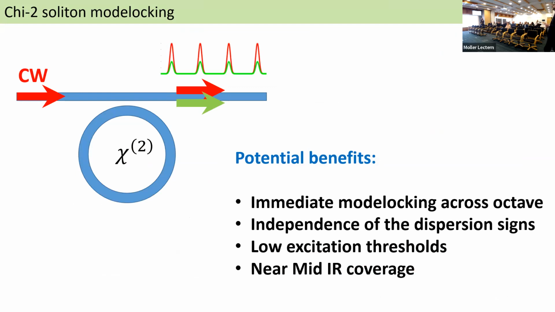The second one is the independence of the solitons and Turing pattern generation from the dispersion sign. Because with Chi3, there is always a constraint on anomalous dispersion. And here you can work with normal dispersion, and normal is available in the visible, which is a very good advantage. And the fact that Chi2 is much stronger, I don't think it's a very big advantage, because Chi2 is much stronger, but only in a narrow band. You need to be near phase matching. So the strength comes at the cost of a narrow spectral bandwidth.